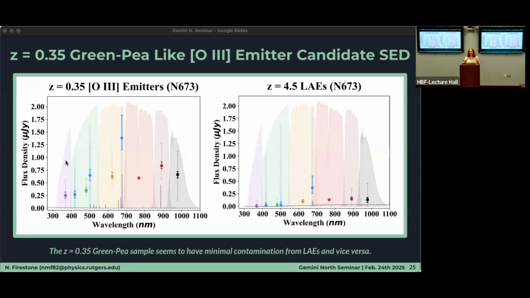So this has convinced us that these 2 populations are likely to have minimal contamination from one another, which is exactly what we would have wanted. And it allows us to use the green peas for further science rather than just taking them as a sample of galaxies that we'll throw away and might also have some LAEs within them.